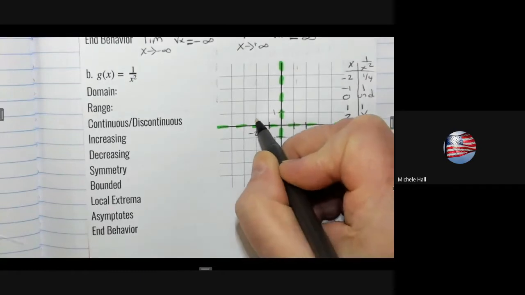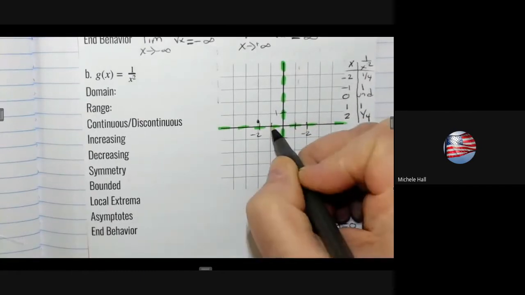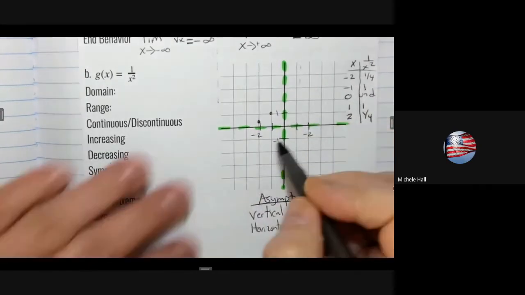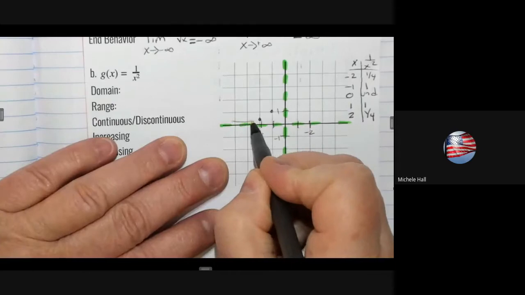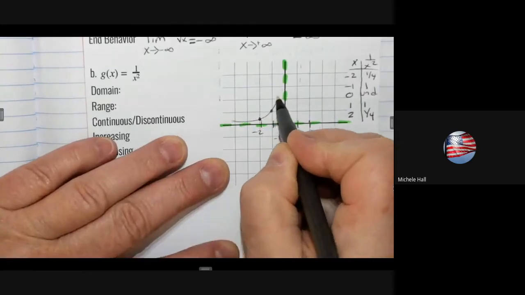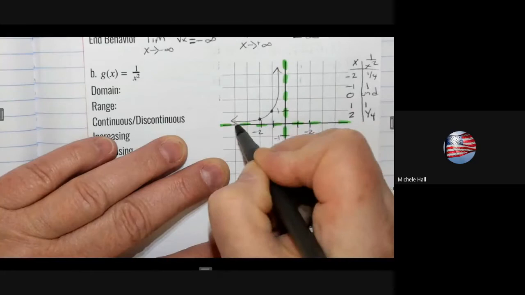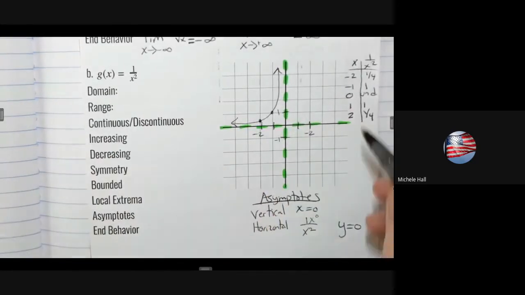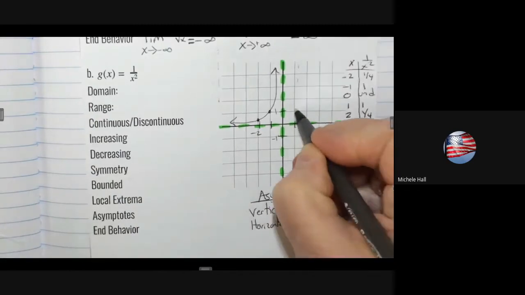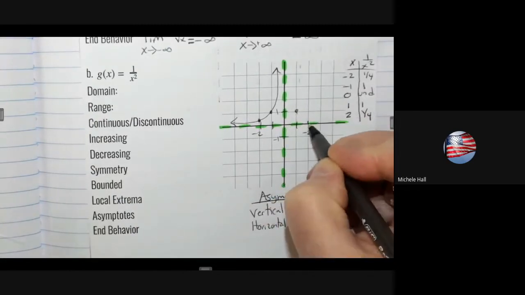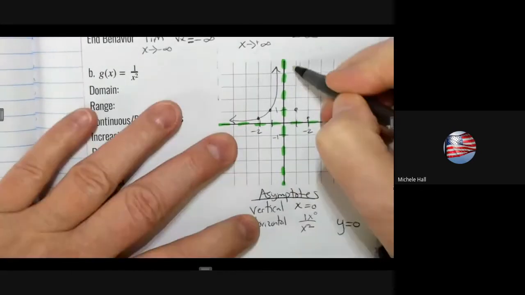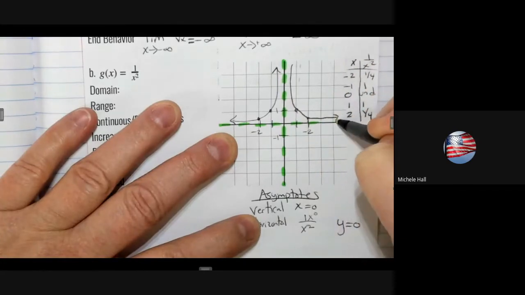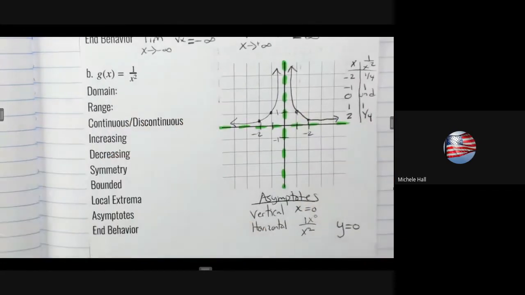-2, 1/4. -1, 1. And so we can see it's bounded by these asymptotes. It rides along the asymptote and rides along this asymptote. It can't cross over, so it's bounded in this region. We now move on to 1, 1, and 2 and a fourth. And again, it would be riding along the asymptote, down and riding along the asymptote. And there is our function.